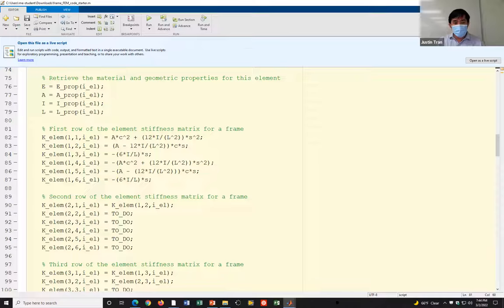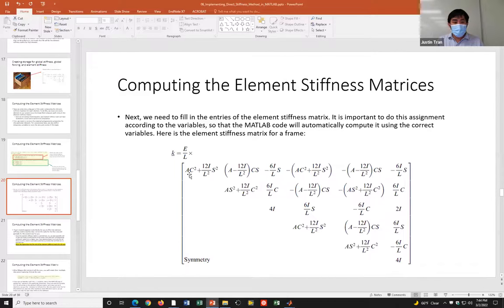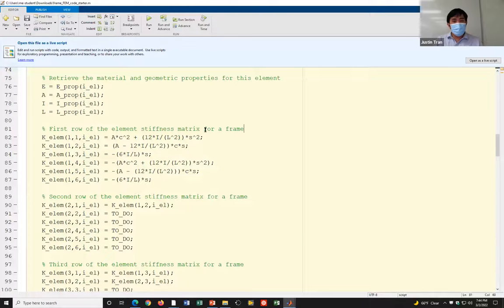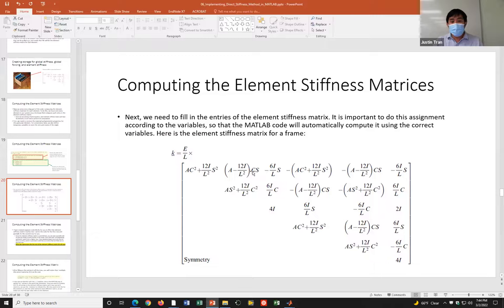And so for the first column, you can see from the PowerPoint here that the entry is A times cosine squared plus 12 times I divided by L squared, multiplied by S squared, okay? And if you go back to the MATLAB code, you can see that I've implemented that in code exactly here. Okay, so A times cosine squared plus 12 times I divided by L squared times sine squared, okay? And I do the same thing for each of the other entries. And you can check this just to make sure that each of these lines of code corresponds to the correct entry in the element stiffness matrix.